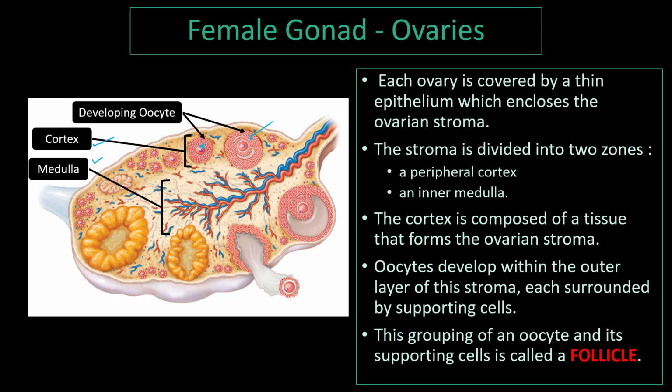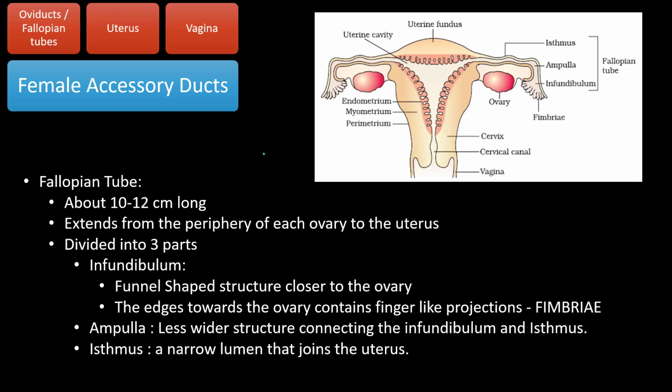We'll see later on, when we talk about the development of the female gamete, the primary follicle and secondary follicle, and how these are different from each other. So this is the female gonad, or the ovary, that you have to understand. Now let us talk about the female accessory ducts. As we said, they consist of the oviduct or fallopian tube, uterus, and vagina.